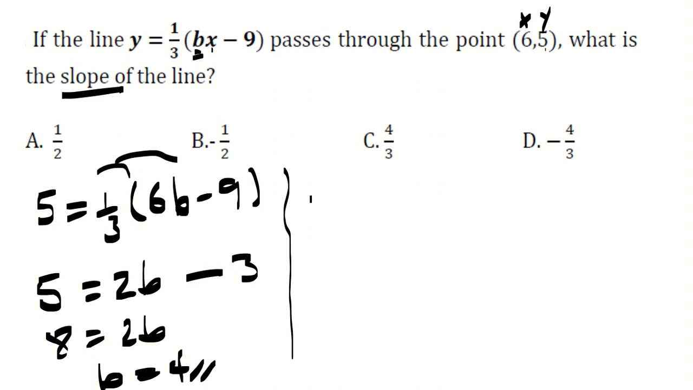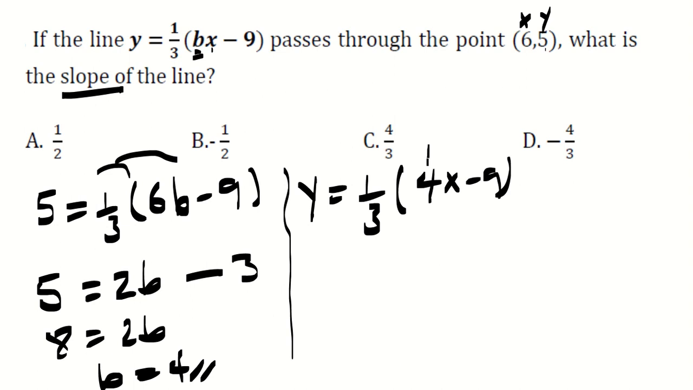Therefore now the equation of the line will be y is equal to 1/3 (4x minus 9). You see, in place of b I substitute now the 4. Now I will multiply 1 over 3 with each of them. So y is equal to 1 over 3 times 4, which will be 4 over 3 x, minus again 1 over 3 times 9, which will be just 3.